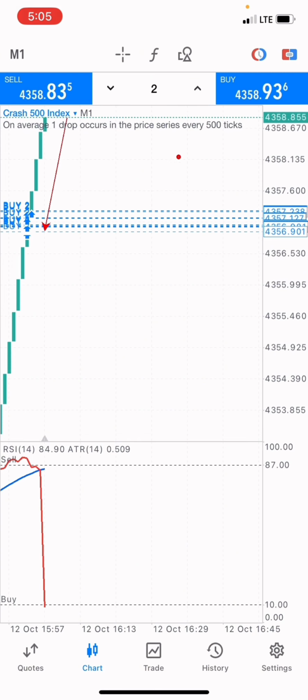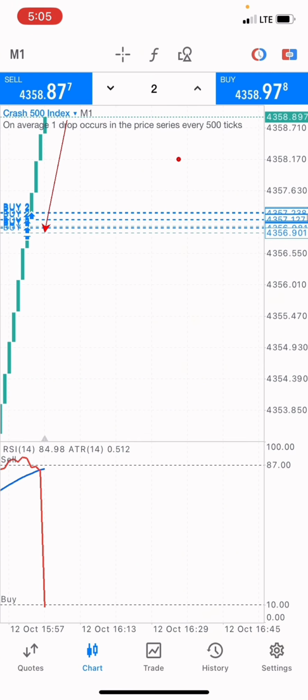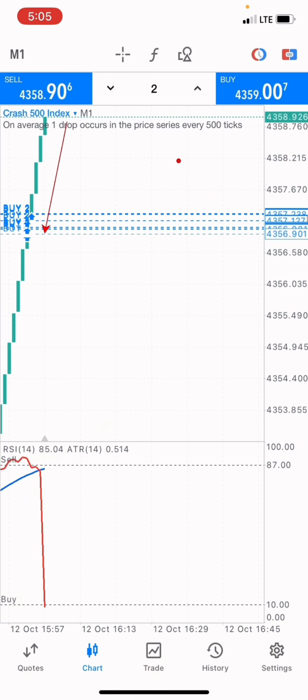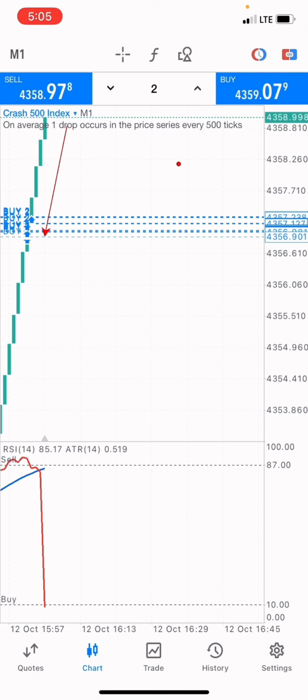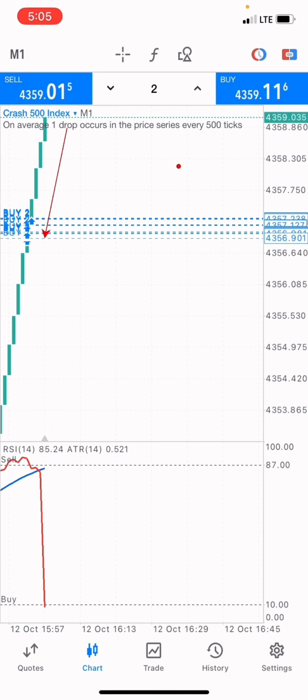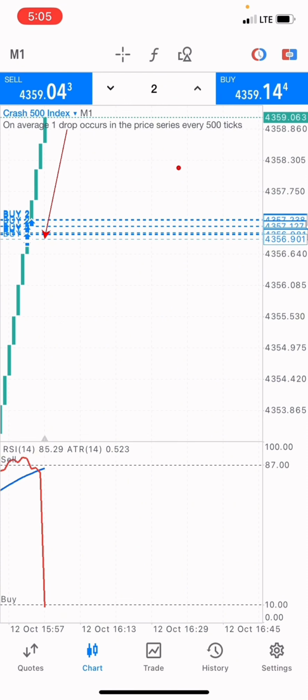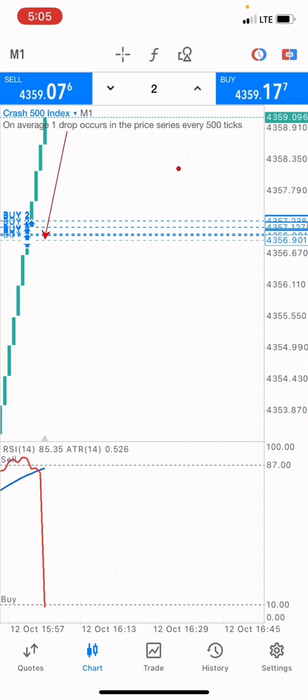I've gotten 4 candles successfully, remain 1 candle, guys. After this last candle, I'm going to close the market and exit the trade and take my profit of about $100, as you can see right here on the Crash 500 index market. After this profit, I'm going to explain more on this strategy. I'm going to show you the settings real quick.